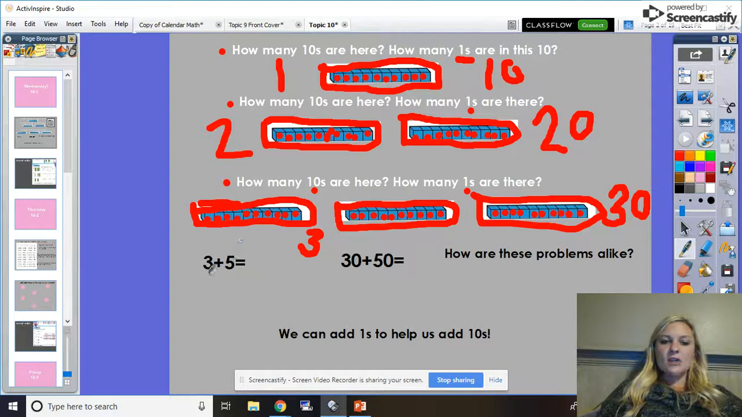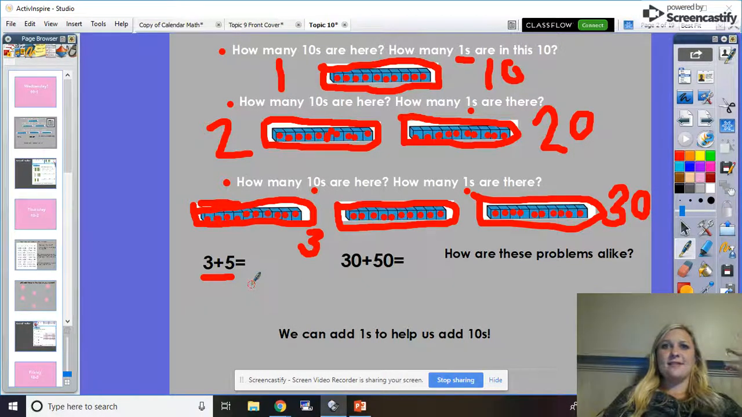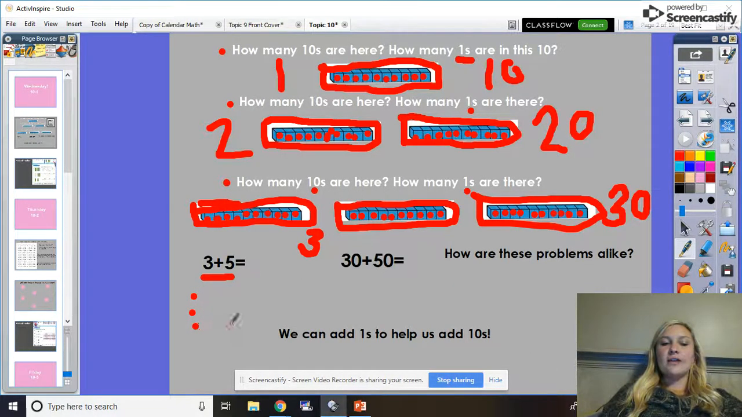So let's go ahead and look at these numbers down here, and let's see if we can figure out how adding ones helps us to add tens. So if I look at these numbers, there's only one digit, so it's just ones. There's no tens, hundreds, nothing. It's just ones. So we have 3 plus 5. So you can go ahead and draw a picture. You can do 1, 2, 3 plus 1, 2, 3, 4, 5, and count them all up.